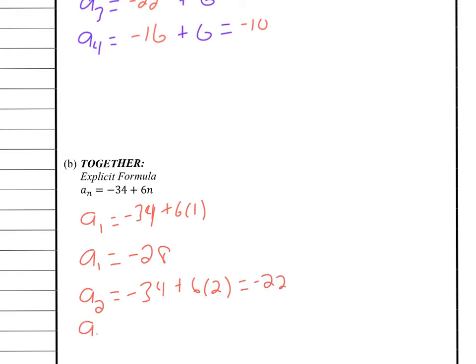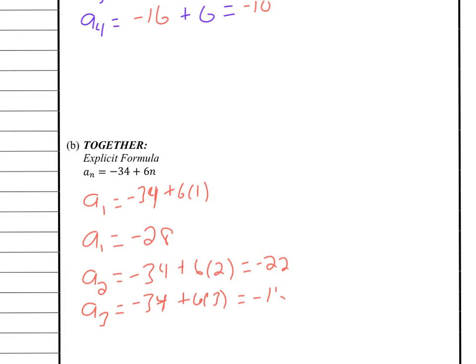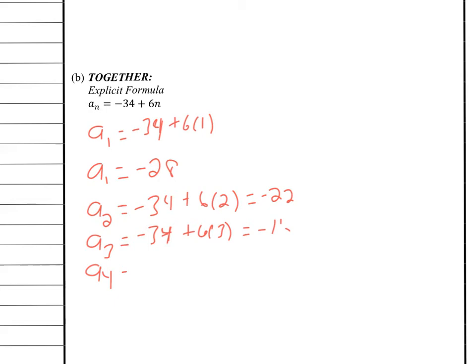I want a subscript 3. I'm going to put, you guessed it, 6 times 3. We put 3 in place of the n. That's going to give me negative 16. And the last one, I think I said the first 4 terms, right? A subscript 4 is going to be negative 34, and yep, we're going to put in 4 for n, which then gives me negative 10.